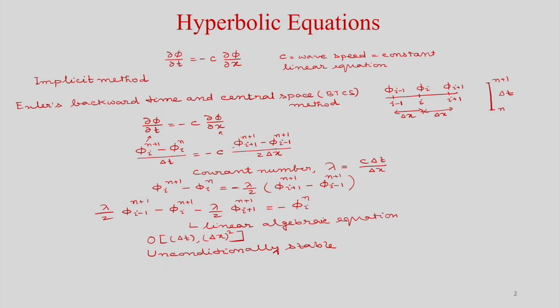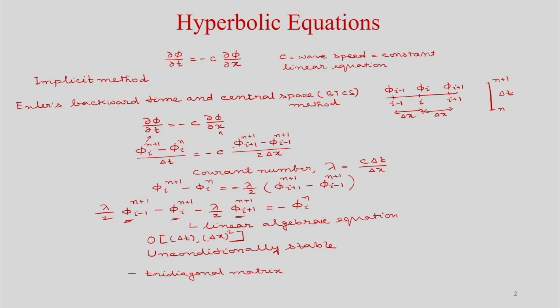So, you can see that on the left hand side there are 3 unknowns, phi I minus 1 n plus 1, phi I n plus 1 and phi I plus 1 n plus 1, and at each grid point if you discretize this equation you will get a system of linear algebraic equations. If you write it in matrix format then you will get a tridiagonal matrix, and you will be able to solve it using Thomas algorithm.